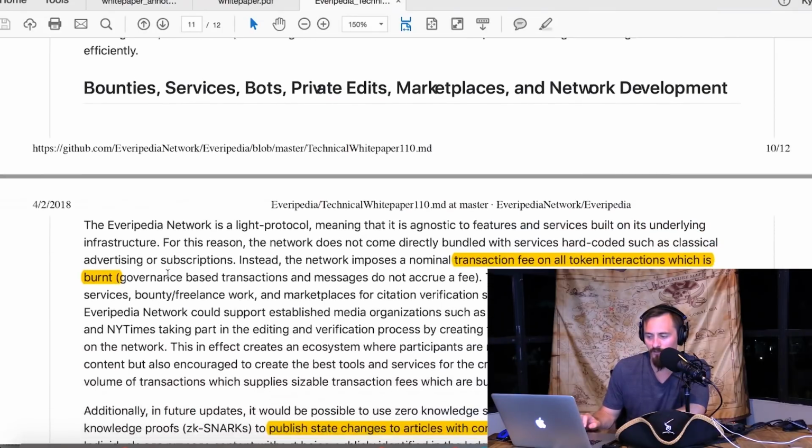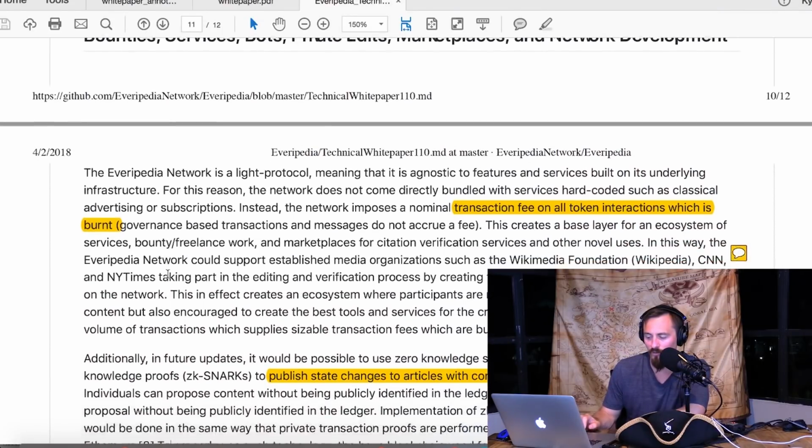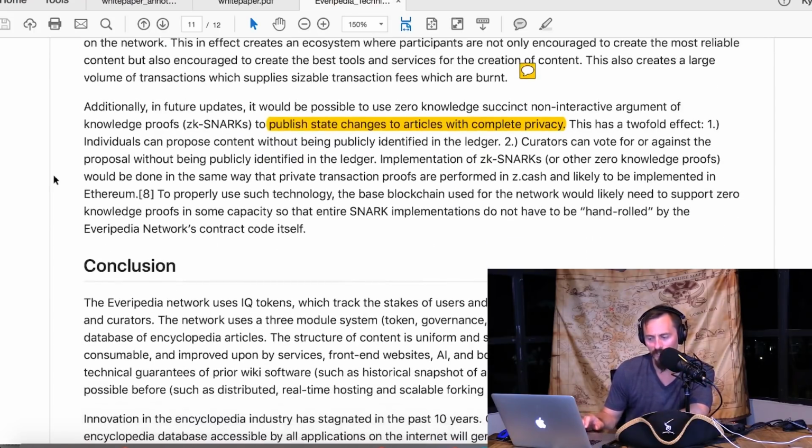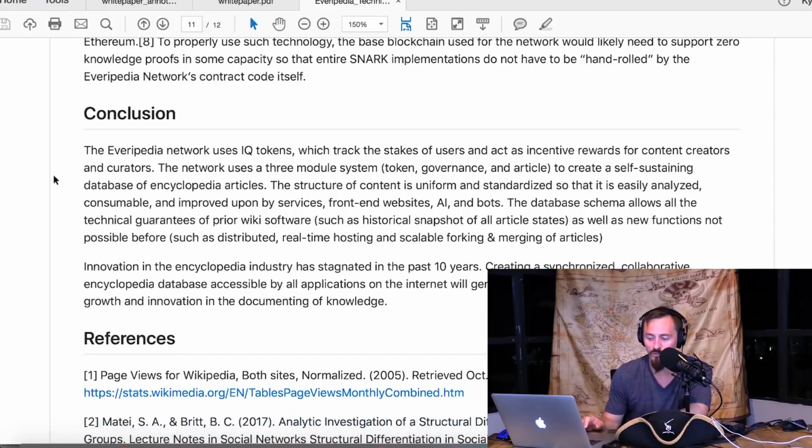Yeah, so in this section it says bounties, services, bots, private edits, marketplaces, and network development. And of course they mentioned something that I had referred to earlier is privacy. So one thing that they're saying here is they could hypothetically, if the underlying blockchain supported something like ZK snarks, which is zero knowledge proofs, which is a privacy feature. It's my understanding that it's fairly resource intensive right now. But as time goes on, resources, computers get faster, then it might become more viable. And of course, like I mentioned earlier, that might be something that someone could be interested in if they were concerned that their government or someone might crack down on them for some of the contributions that they are making to Everipedia.